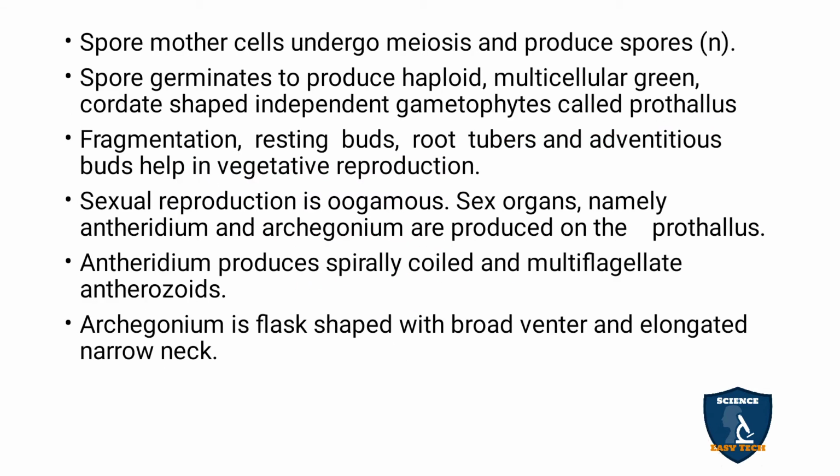So the spore mother cell undergoes meiosis and produces haploid spores. This spore germinates and forms a cordate, that is heart-shaped, green thallus-like structure. It is called the gametophyte, which is called the prothallus. So the spores divide by meiosis and produce haploid spores. These spores germinate and form the gametophyte, and it looks like a heart-shaped thallus, like this. Cordate means heart-shaped thallus. That is called the prothallus, and that is the gametophytic stage.